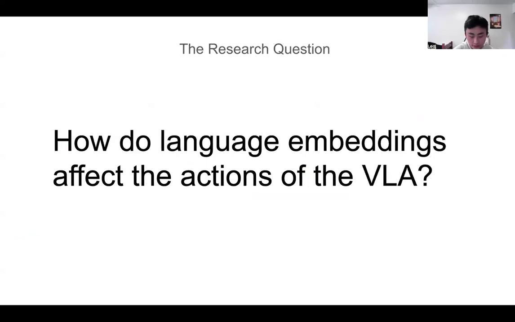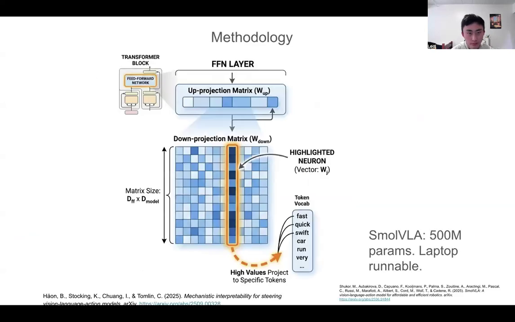Using language as its reasoning backbone, these VLA models open up a very interesting question to ask, which is how do the language embeddings in the VLA correlate with the action it produces? To answer this question, we used a method from Berhayan, Kylene, Stocking et al., which is to probe into what the model is thinking by looking at neurons in the transformer's linear layer.